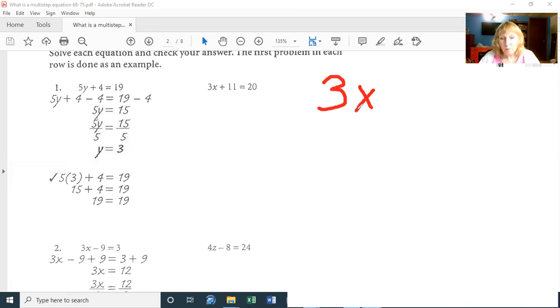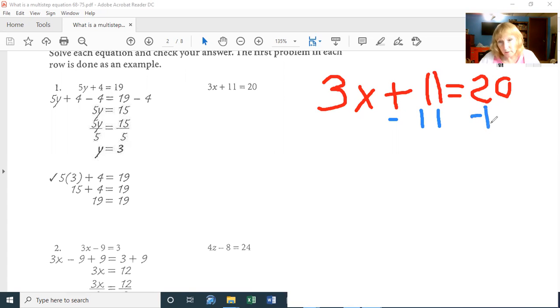3x plus 11 equals 20. Now remember, the goal is always to get your variable on one side of the equals by itself. So again, adding and subtracting is taken away first. So in order to get rid of this plus 11, I am going to subtract 11. That's going to give me 0, right? Because plus 11 subtracted minus 11 is going to be 0. Whatever I do to one side, I have to do to the other side. So I have to also do a minus 11 to the other side. I have to keep my equation balanced.